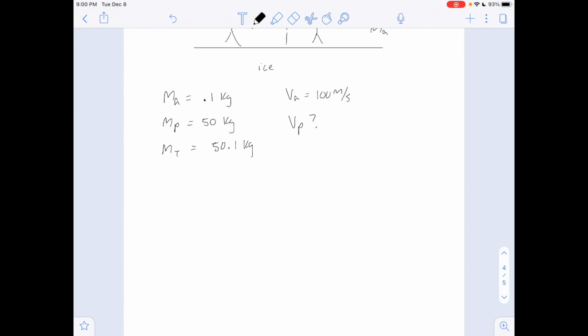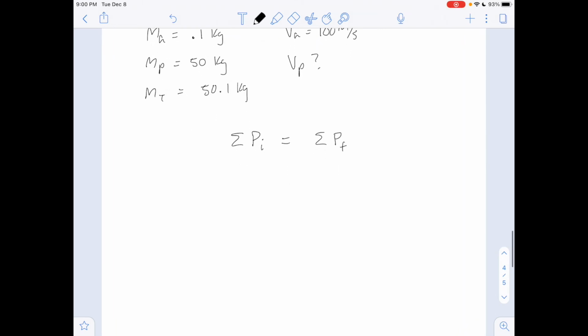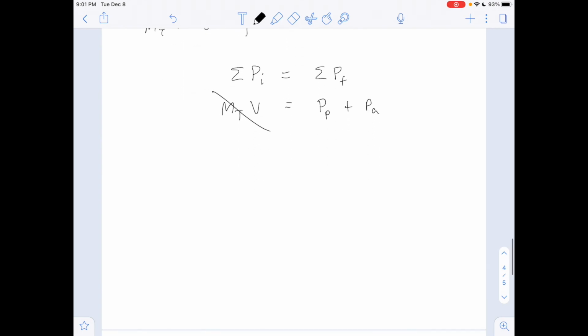We're going to set up conservation of momentum just like before. The total momentum before collision, or in this case before explosion, is equal to the total momentum after explosion. The total momentum before the explosion is mass total times the velocity of the system, which is equal to 0, right? So the total initial momentum is 0, and that is equal to the momentum of the person plus the momentum of the arrow. So we have 0 equals mass of the person times velocity of the person plus mass of arrow times velocity of arrow.